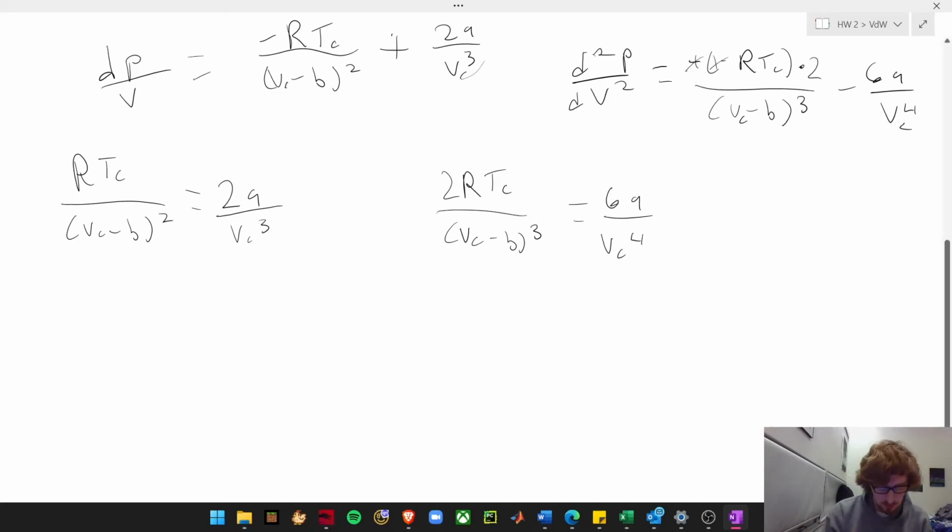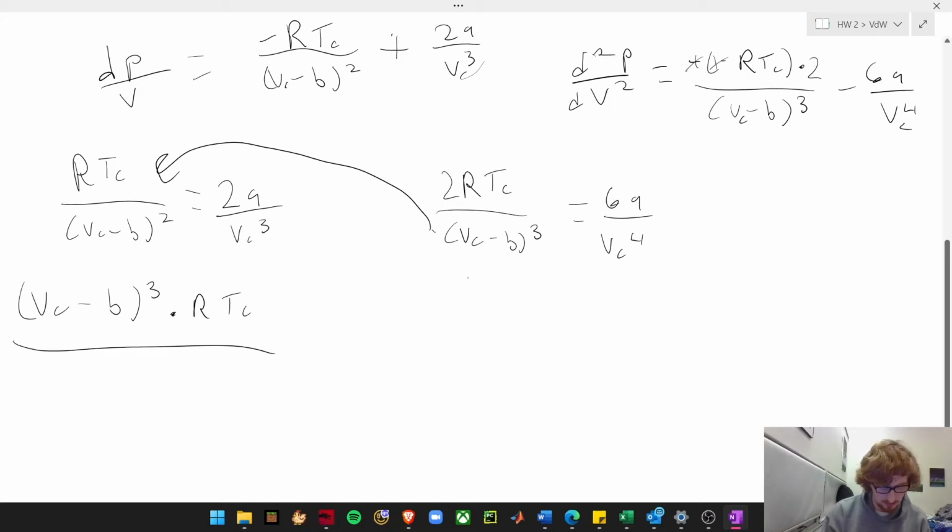We'll end up with VC minus B cubed, so you can see how that gets there, times R times our critical temperature. And then that'll be the same on the bottom. We're going to have our critical volume minus B squared times 2 times our critical temperature times R. And then you can see some of the terms cancel. These will cancel out, and then this will cancel out, and we'll be left with an exponent of 1. So I'll go ahead and simplify that.